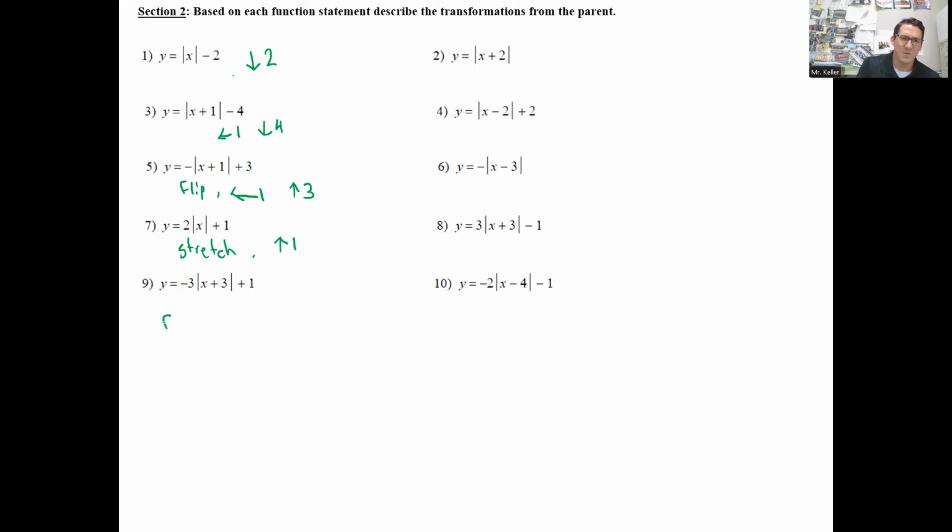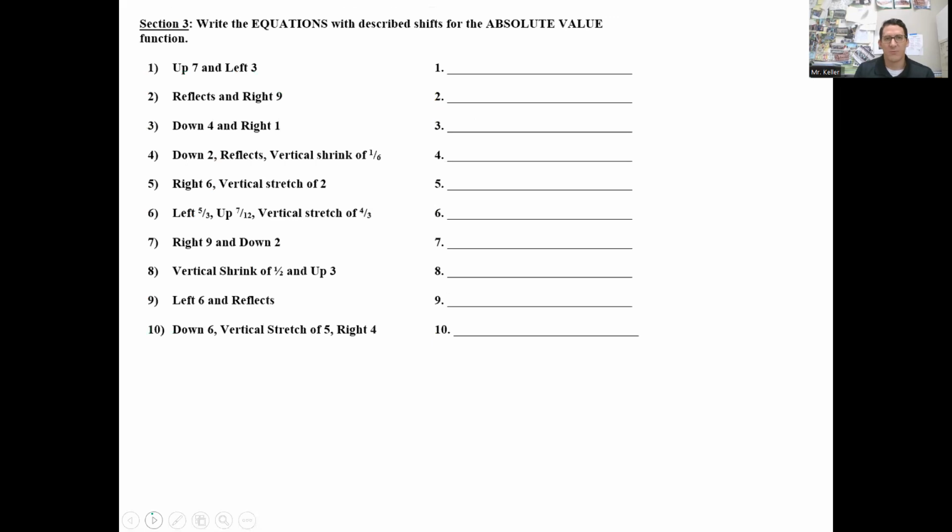The negative here, that's going to be a flip. The 3 on the outside, this 3 stretches it. The +3 on the inside of the absolute value, that's a horizontal shift. That's going to be left 3. +1 on the outside is a vertical shift. That's going to be up. And there is that. We rolled through those.